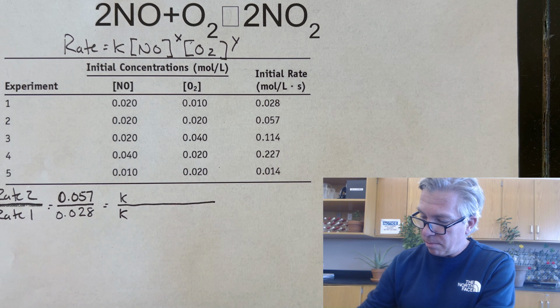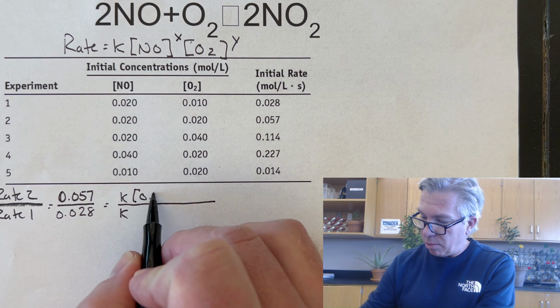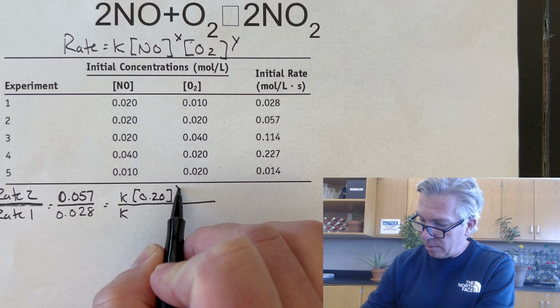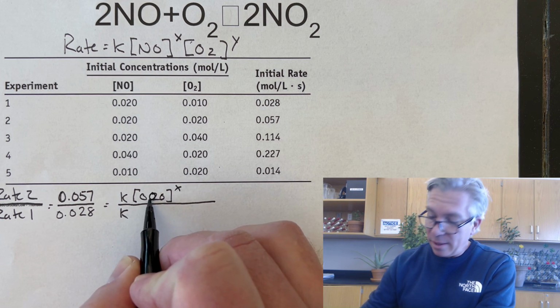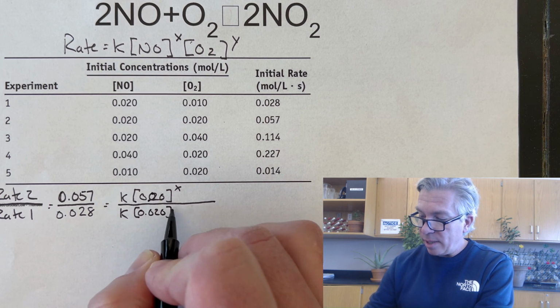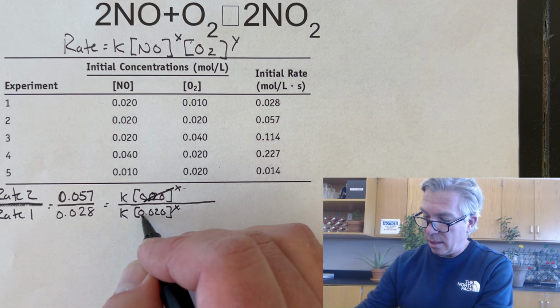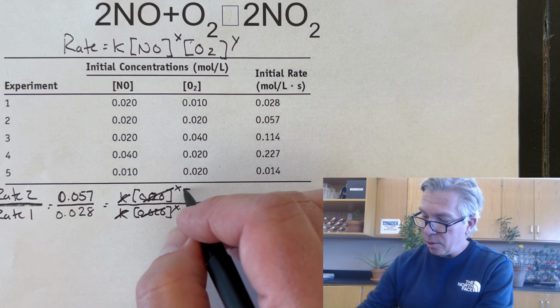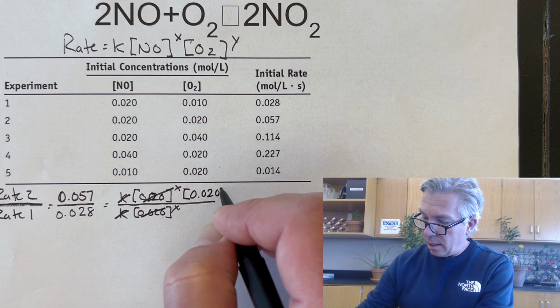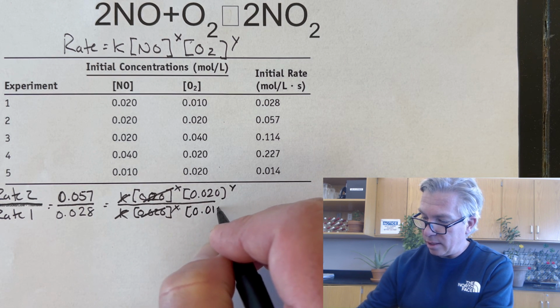So we're going to plug in our concentrations. In this case, for the NO, it's 0.020. Sorry, I missed a zero. Once in a while that happens. The zeros are important. And it's raised to the x. And I don't know what x is, but that's okay because that's going to cancel anyway, along with the constant. 0.020, and that's going to be raised to the y. 0.010, and that's going to be raised to the y as well.